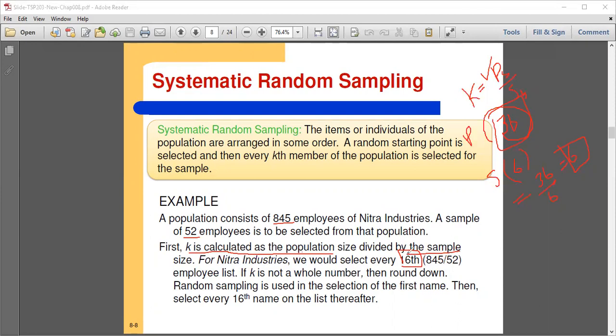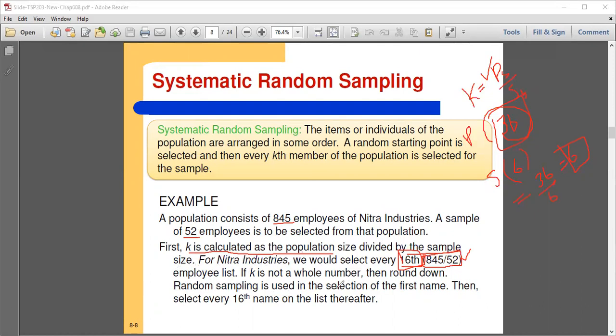So where did they get this 16 from? It is actually the division of population and sample size. If k is not a whole number, then round it down. So sometimes we have a number like this. If we divide these two numbers, the answer will be in decimal form. So they just round the number and use it as k.